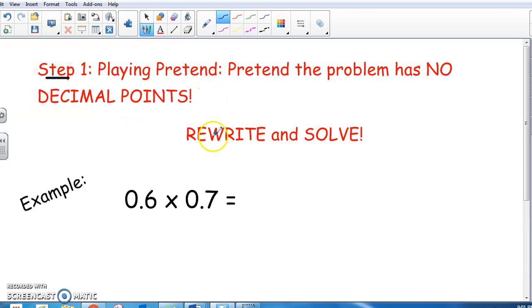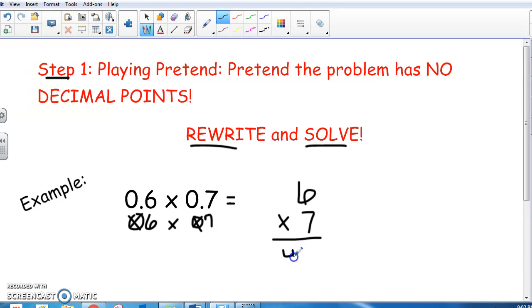Step one is playing pretend. We're going to pretend there's no decimal points. We're going to rewrite the problem and solve it. So instead of 6/10, we're going to pretend this is just the number 06 without the decimal point, which in reality is just the number 6. This is 7/10, which would just be the number 07, which really means the number 7. So what this problem would actually mean if we're playing pretend is we're going to take 6 and multiply it by 7. 6 times 7 is a quick multiplication fact, 42.